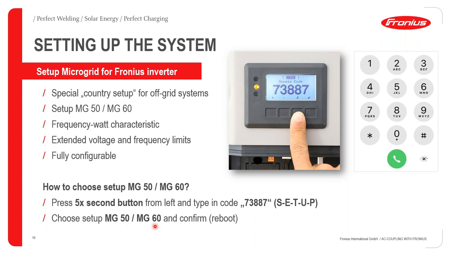By the time you have access to this setup menu, you can now scroll down until you see MG50 or MG60, depending on the operating frequency for your region. And please, like I always tend to emphasize, do not choose international 50 hertz or international 60 hertz, because I've had calls from installers saying they usually have problems with their setup. At the end of the day, I discovered that they used international 50 or 60 hertz. Please make sure you choose MG50 or MG60. MG here simply stands for microgrid. By the time you select that, you're sure that you've done the right setup.